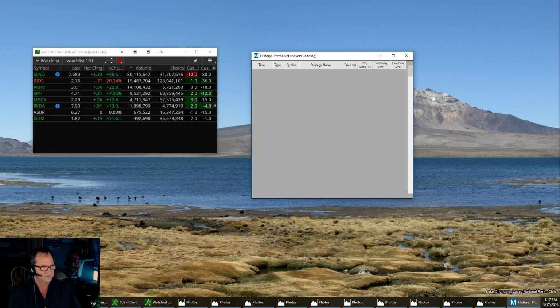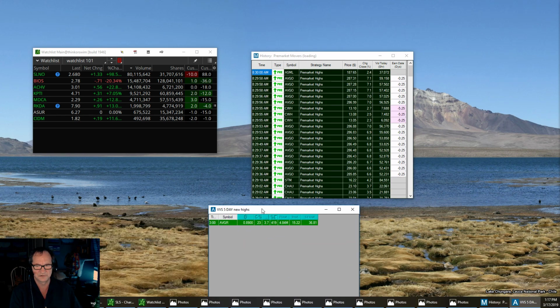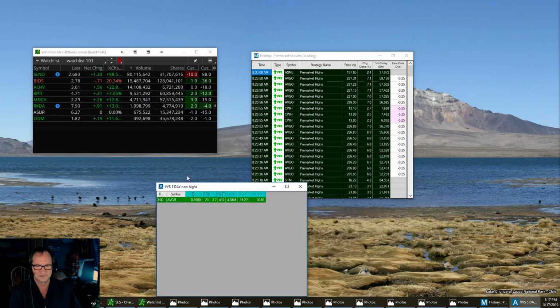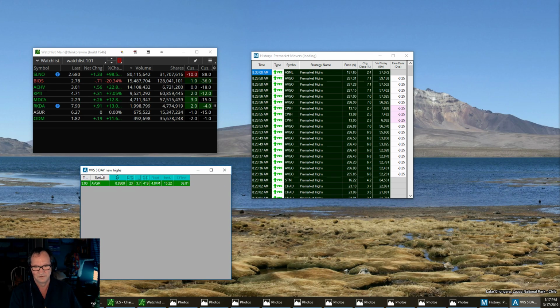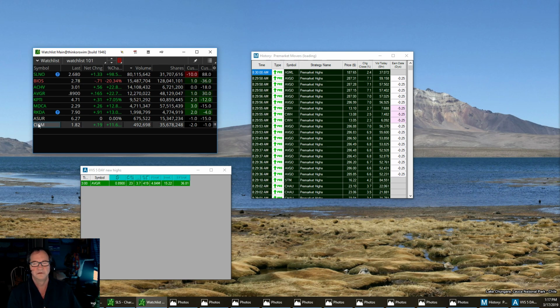And there's also another one that we use that have pop-ups that come in first thing in the morning, and that's this VVS 5-day high, which I really like because it pops up pretty fast tickers right in the morning. Now you see AVGR, we talked about that a little bit, so I'm going to put that baby on here, and I'm creating a watch list. This is how I start my day. And AVGO, I'm going to add that one in here.